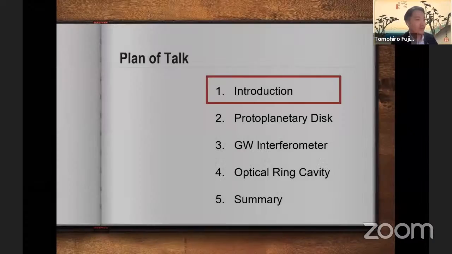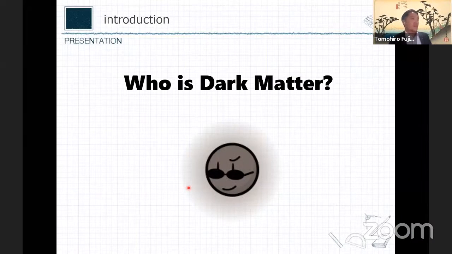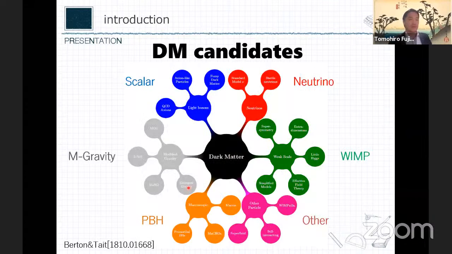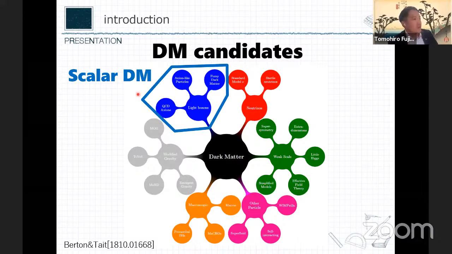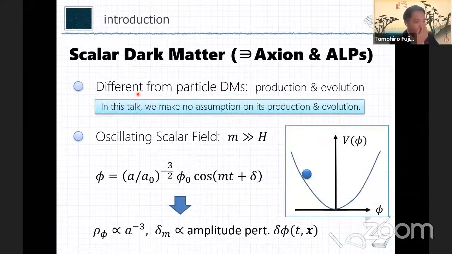Let's start with the introduction. The question is, what is dark matter? As you may know, there are many dark matter candidates. The leading candidate is WIMP type dark matter, but we have a bunch of other candidates like neutrinos, stellar neutrinos, primordial black holes, modified gravity, and scalar type dark matter. In today's talk, I'd like to focus on this scalar type dark matter.